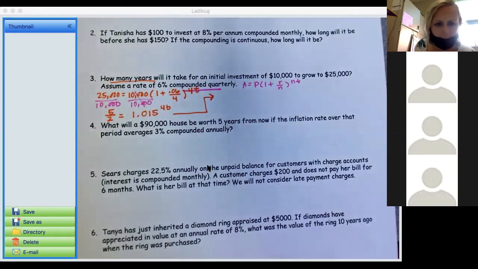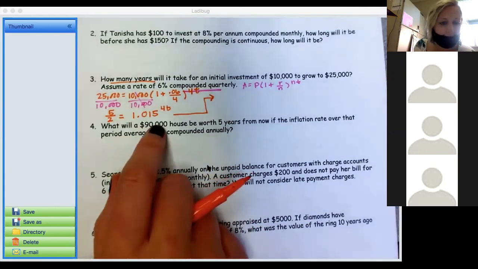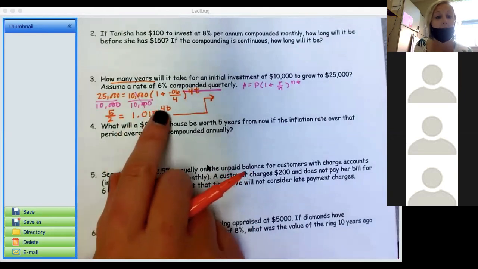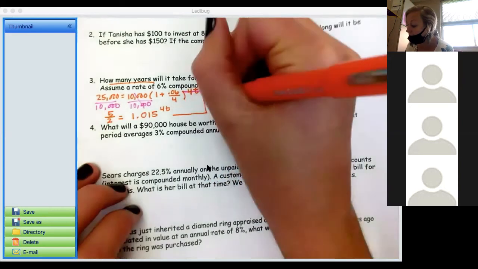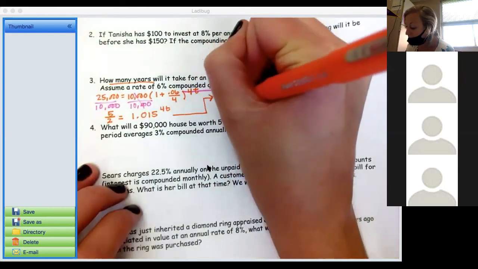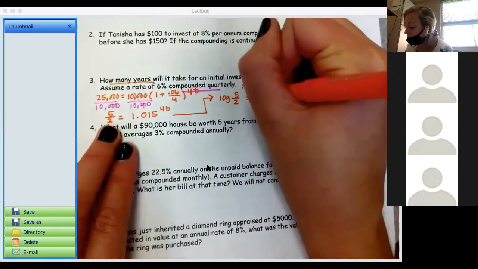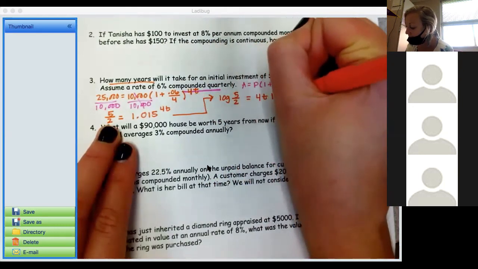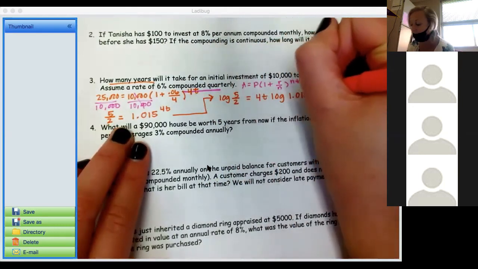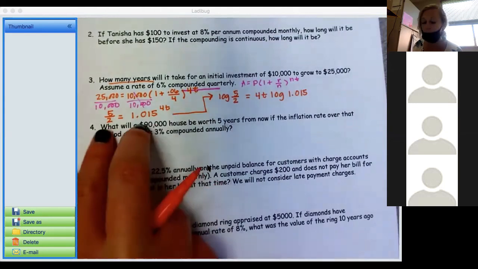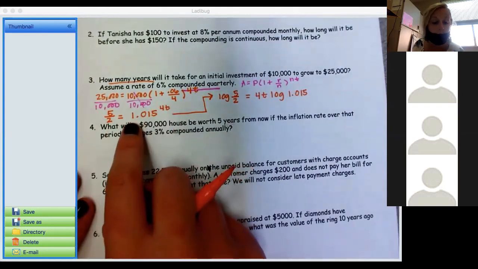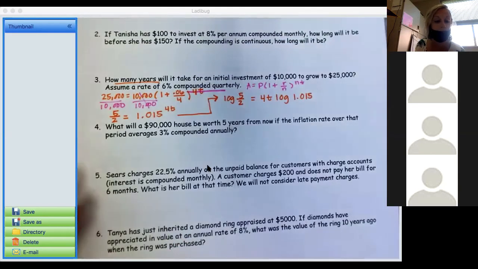Y'all, I'm not trying to trick you. Does this say log anywhere? No. But Ross said if it does say log, we could bring down the 4t, right? So this is where you would take the log of both sides. So log of 5/2 equals 4t. I can bring it down now because I'm doing log of 1.015. So if you take the log of both sides, Ross is right, then you can bring the exponent down and be able to get to the time. Are we okay with that?